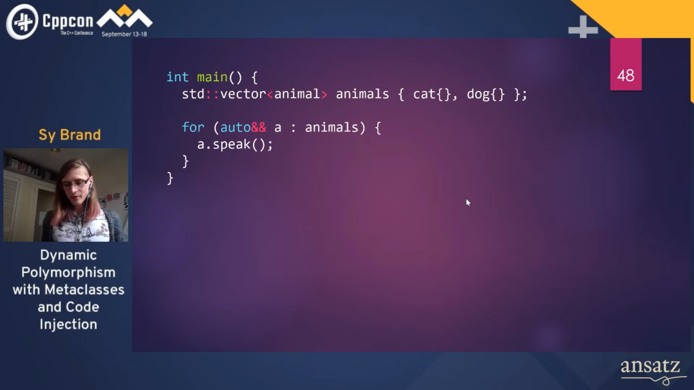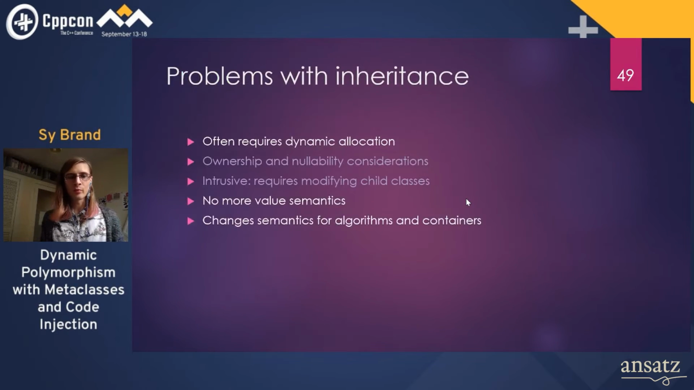You can even make a vector of these things. Because we defined copying and moving and things like that, we can put a cat and a dog in a vector of animals, and this will do what you expect. Great. So we've solved some more of our problems.